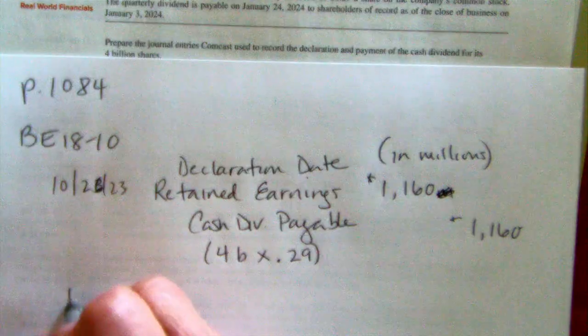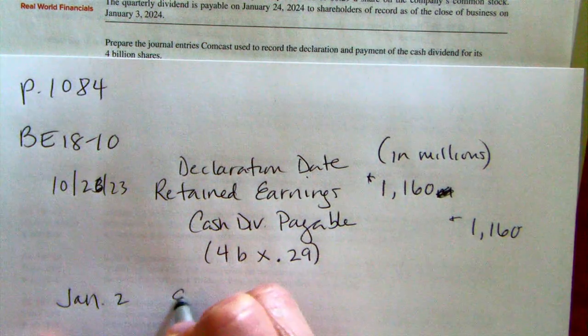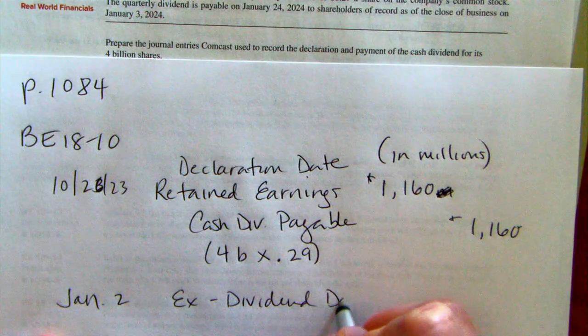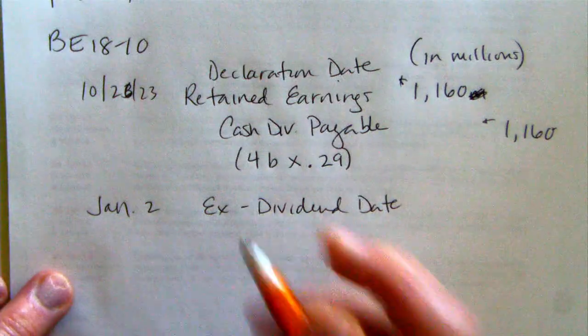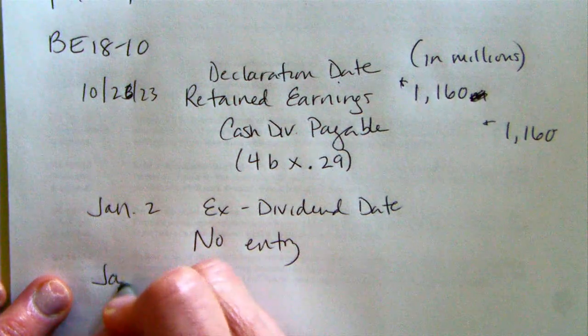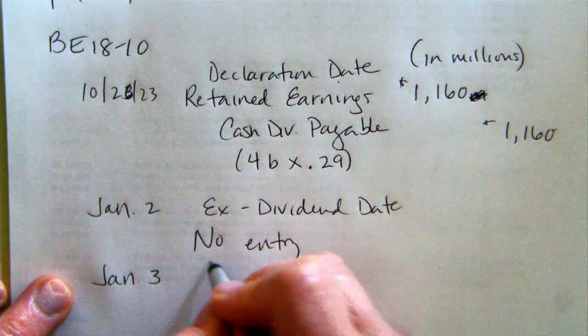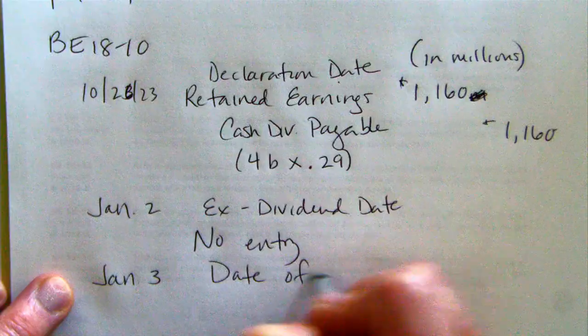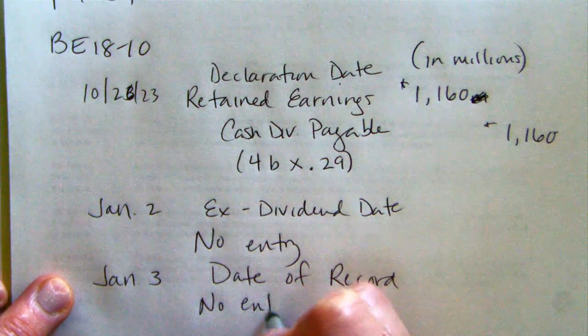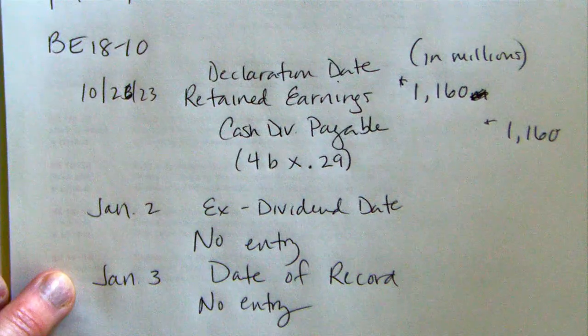Then the date of record, it said in the problem, the date of record was January 3rd, which tells me that January 2nd is the ex-dividend date. Okay, you must write no entry, or I'm marking it wrong. January 3rd is the date of record. Again, no entry, you must write that. Blank doesn't tell me you know the answer.